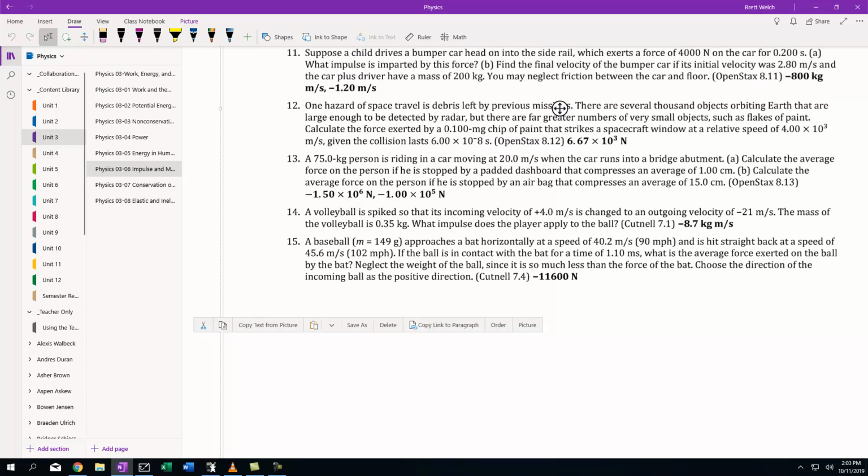One hazard of space travel is debris left by previous missions. So you go up there and you leave something behind in orbit, and if you hit scraps that are just lying around, that can be detrimental to you, and it could actually cause some pretty serious damage. There are some large enough to be detected by radar, so you can know that they're there and you can avoid them, drive around them. But there are a lot of very small objects, some even as small as a fleck of paint. So this is a chip of paint off of a spacecraft. I'm telling you right now, if I run into a chip of paint, I don't think it's going to hurt. I might not even notice that it's there.